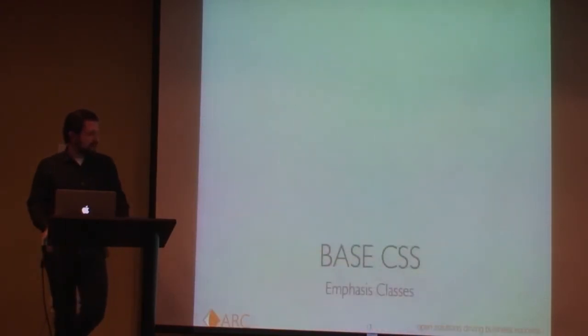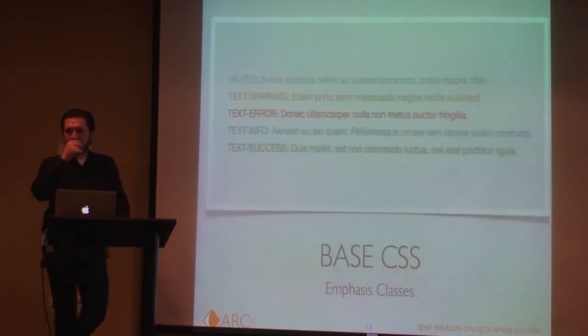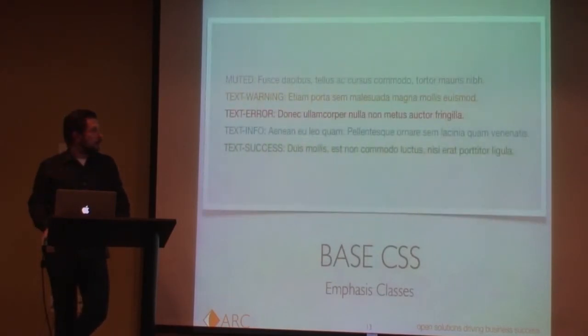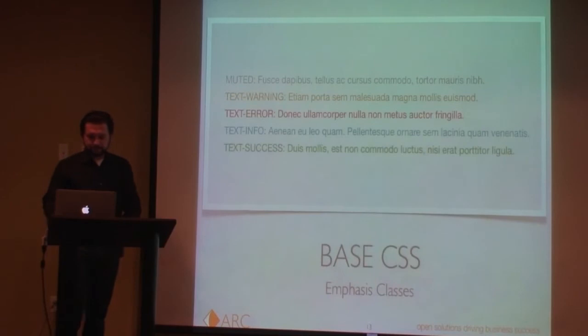There's also a bunch of base CSS for emphasis classes. These are all classes, so you would just call them within your code. If you wanted muted text, text warnings, text errors, text info, text success, all of these classes already exist and can be overwritten with whatever styles you want to use. But they're in there by default. So you have this framework for supporting output messages, any kind of content right in your application.